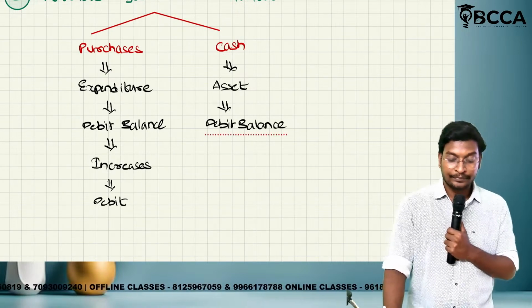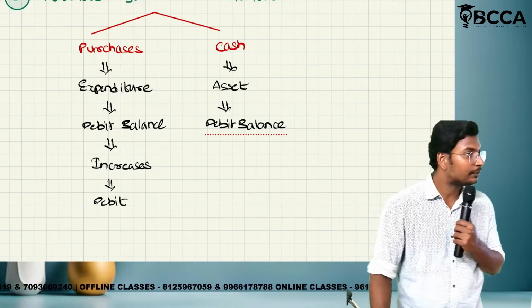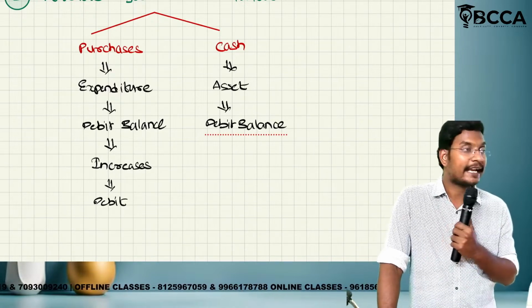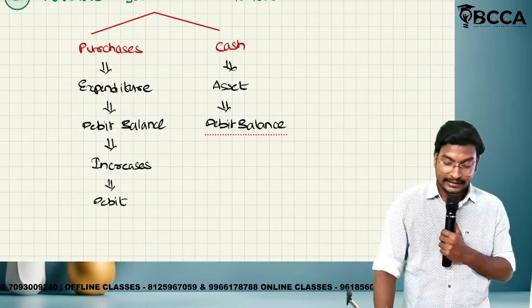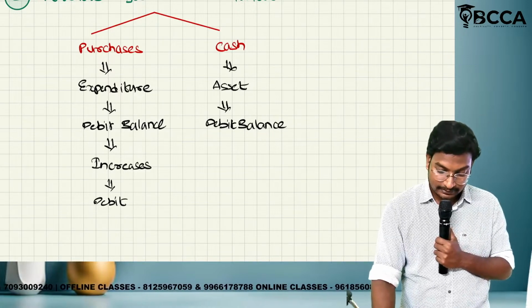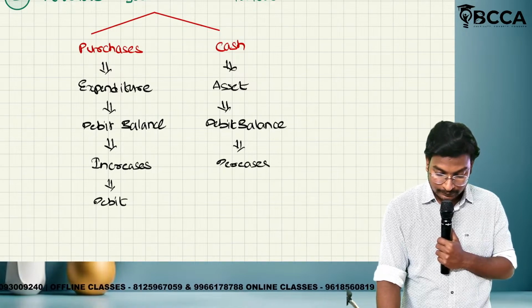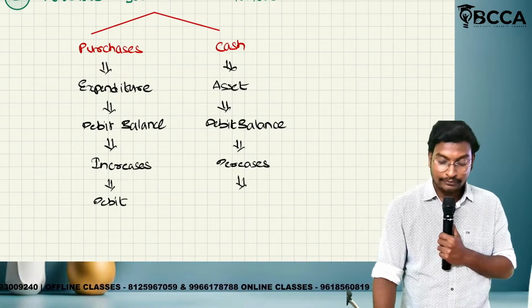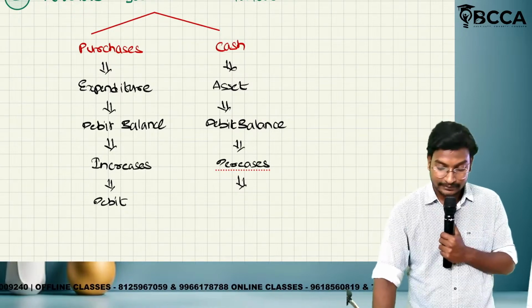Next one. We are purchasing the goods by way of paying the cash. So does the cash balance increase or decrease? The cash balance decreases. So what do we need to do? The debit balance decreases, which means we should do credit.